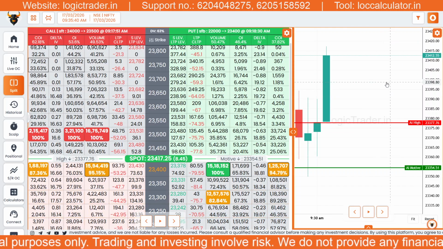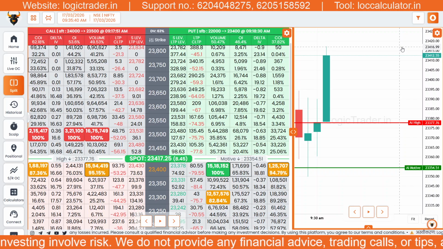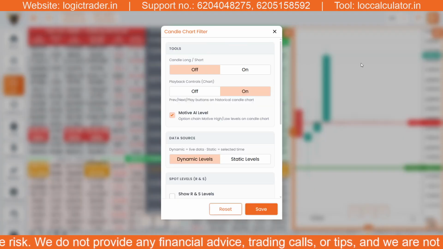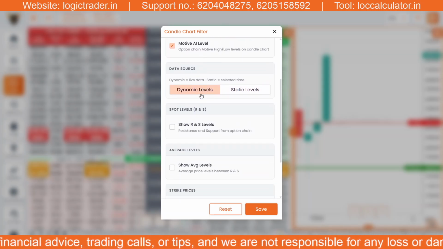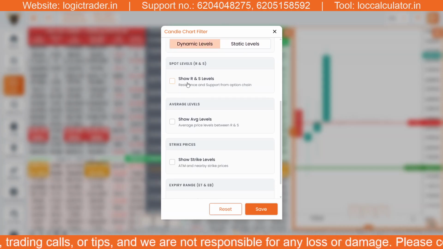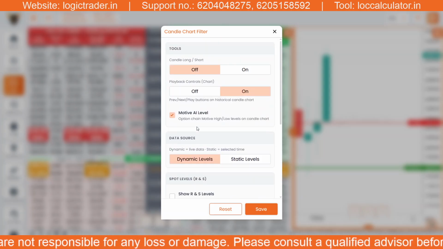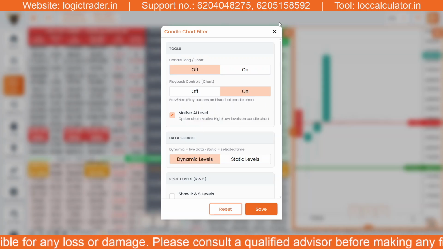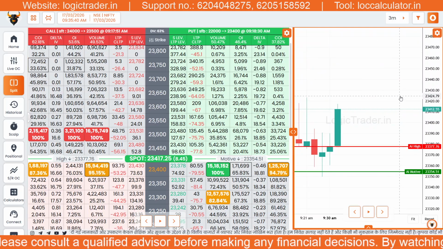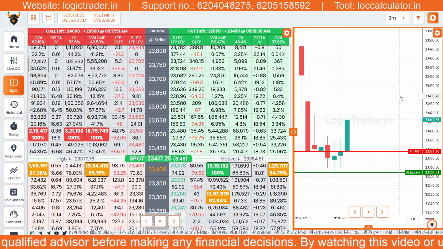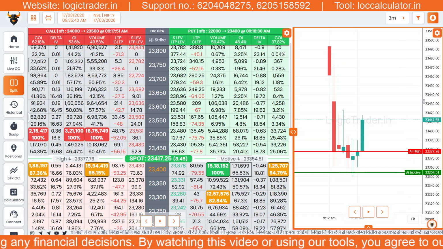To keep the chart clean and easy to understand, we will remove all the unnecessary lines and keep only the Motive AI level lines. I had removed the SR levels and average levels also, and all these levels are removed from the chart to understand Motive AI clearly. This will give you clarity, and we can clearly observe whether the market is actually moving according to the Motive AI scenarios.